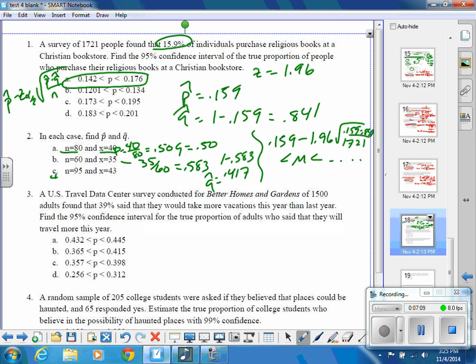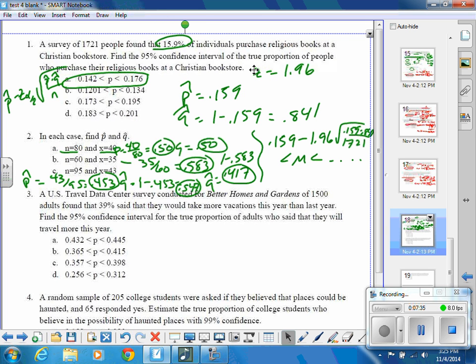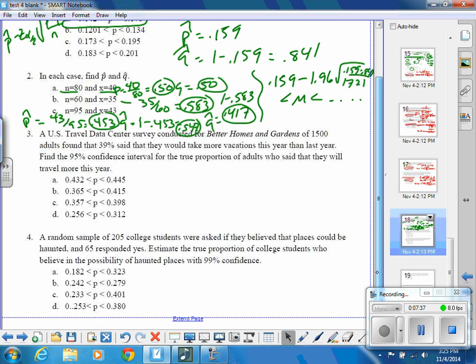I know this is quite a mess. And this one, 43 out of 95 for P hat gives me 0.453. Q hat is going to be 1 minus 0.453, which ends up giving me 0.547. So hard to see. I hate to do that. Okay, there they are.